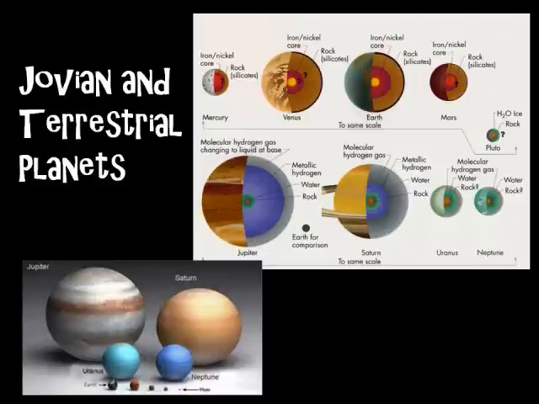Since only rocks and metals can condense inside the frost line, the terrestrial planets created here are smaller and denser than the Jovian planets. Since ice, in addition to the metals and rocks, is able to condense outside the frost line, there's more materials for the Jovian planets to accrete from, resulting in larger planets.